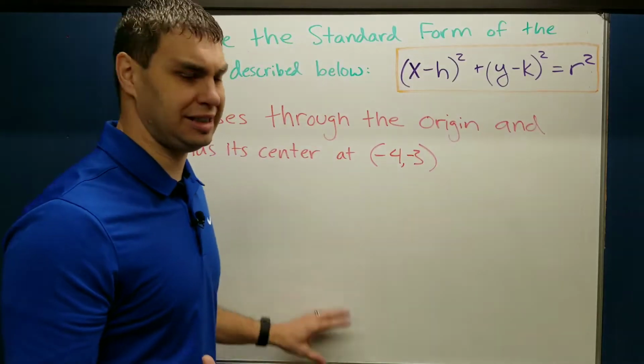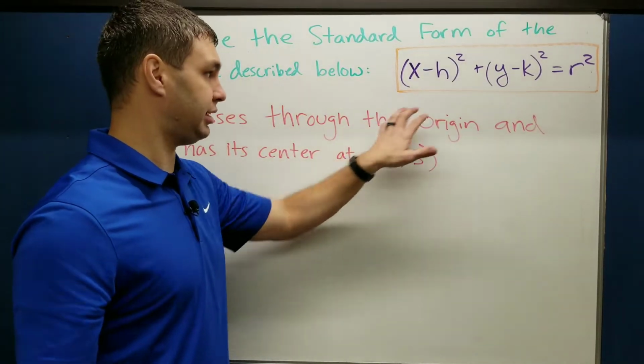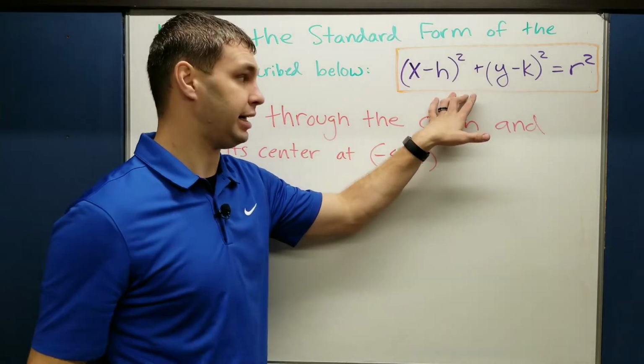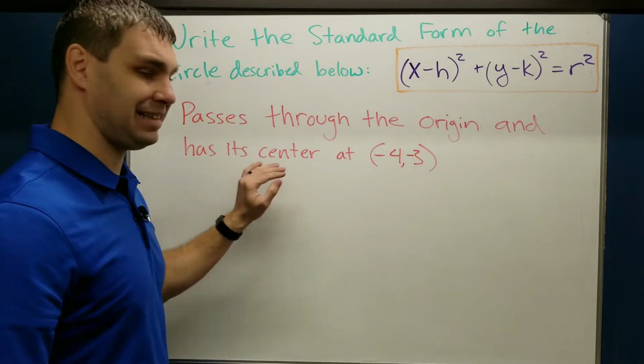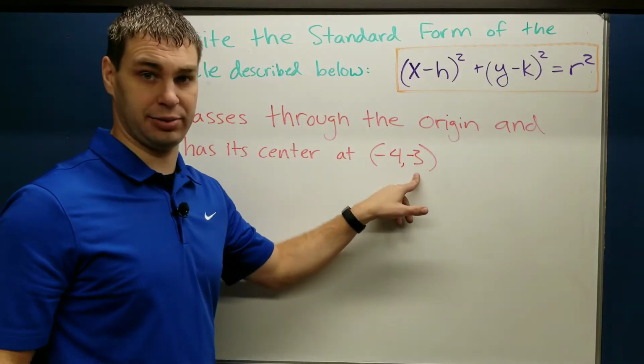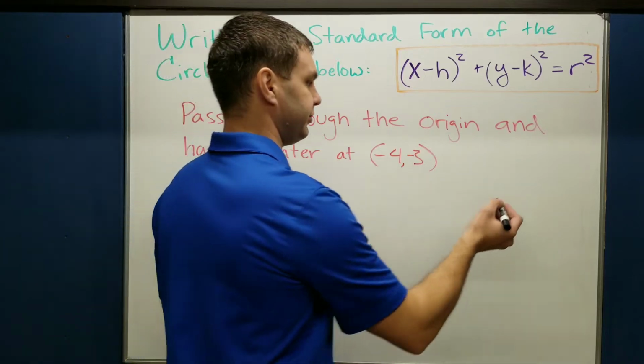All right, here we have an interesting circle problem where it says to write the standard form of the circle described below. Remember our standard form formulas up here in case you forgot. But anyway, this one says it's going to pass through the origin and its center is at -4, -3. So real quick, let me graph this to show you what it might look like on a graph.